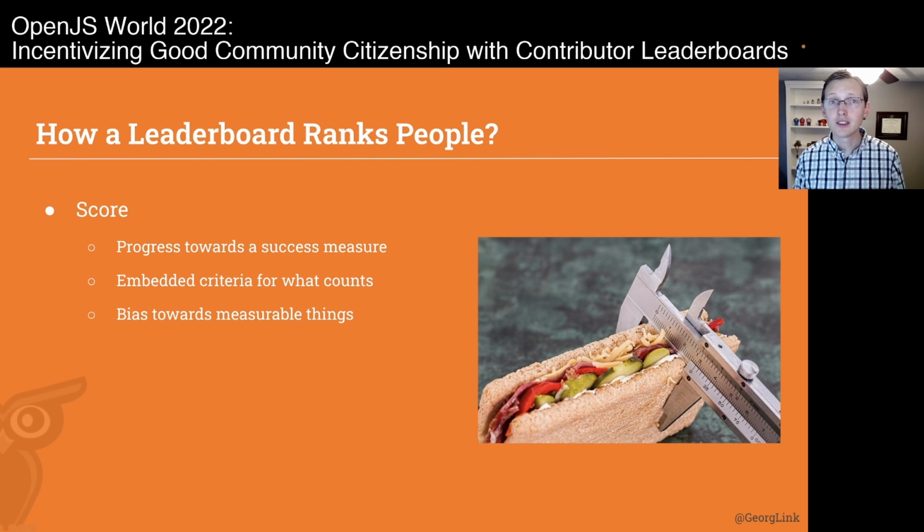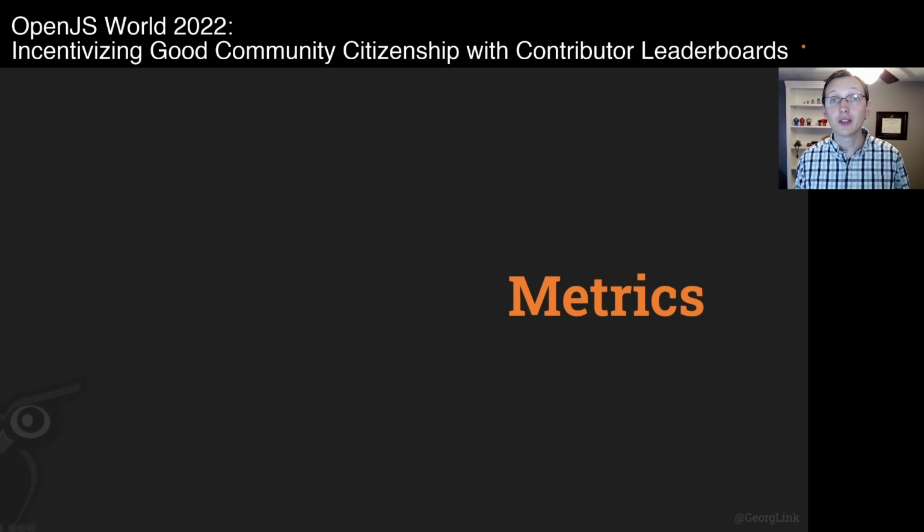The same is true for our open source communities. We need to be mindful not to measure what is easy to measure for the sake of having some count and biasing our focus towards what is easy to measure. But we need to take a step back and think about, okay, what are the metrics? What are the things, the activities we actually care about? So let's talk about metrics.